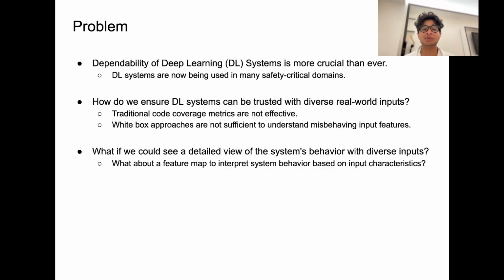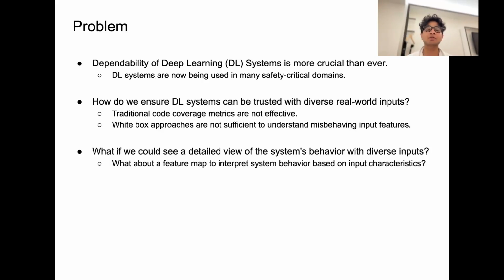Dependability of deep learning systems is now more crucial than ever because deep learning systems are now being used in many safety critical domains like autonomous driving and medical domains. And so the million-dollar question here is, how do we ensure these systems can be trusted with diverse real-world inputs? Because in training, these systems have seen only very small parts of real-world inputs, and there can be various real-world inputs that we haven't considered during training that can potentially break our systems.